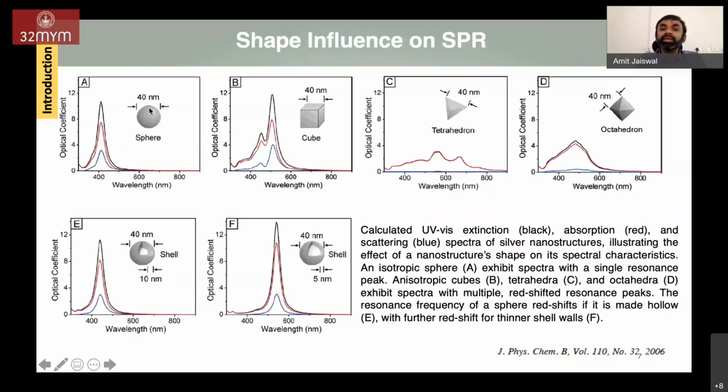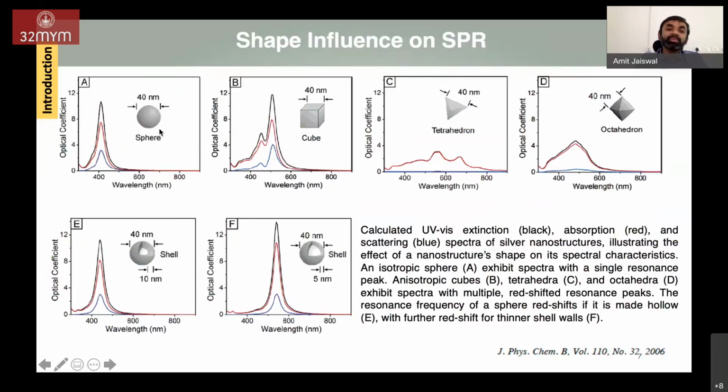Similarly, if we change the structure, keeping the kind of material constant, and prepare a nanocube, what's happening is that a nanocube has some sharp corners. We know that the electron cloud loves to stay at the corner, and because of that the length of the dipole is increasing, due to which there is a red shift in the LSPR peak of the nanostructure.